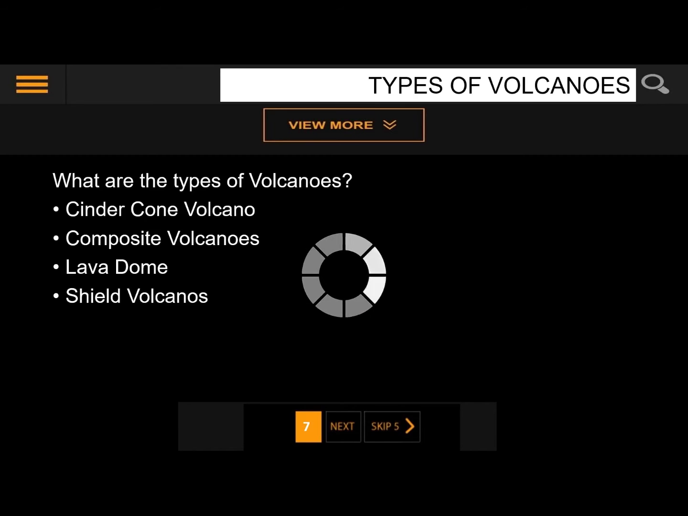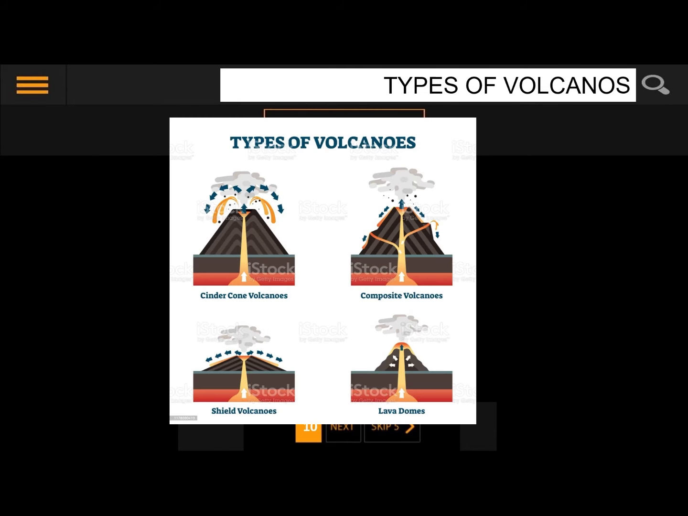Types of volcanoes. Types of volcanoes are cinder cone, composite or stratovolcano, lava domes, and shield volcanoes. Cinder cones are the most common type of volcanoes. A cinder cone has a cone shape but is much smaller than a composite volcano. They rarely reach 300 meters in height, but they have steep sides. They grow rapidly, usually from a single eruption cycle.